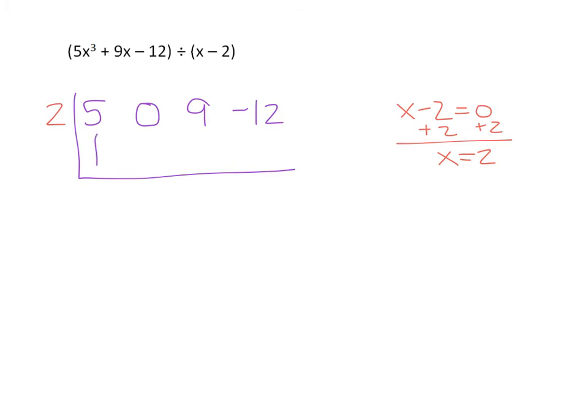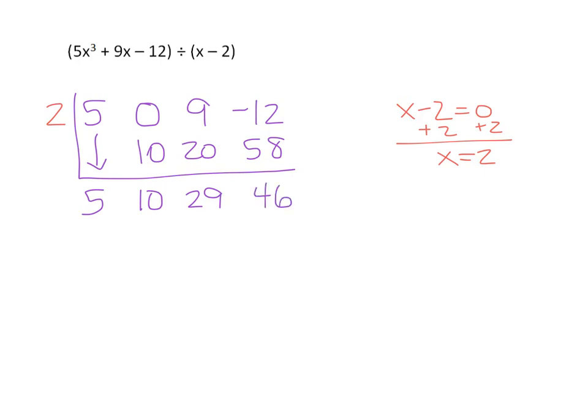Remember, the first thing we do is we bring that 5 straight down. Okay? So 2 times 5 is 10. And then we add, 0 plus 10 is 10. And then we do 2 times 10 is 20. And we add 9 plus 20 is 29. And then we multiply 2 times 29, which is 58. And then we add negative 12 plus 58, which is 46, right here.